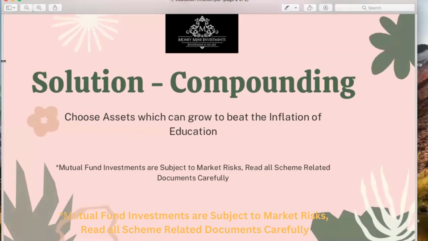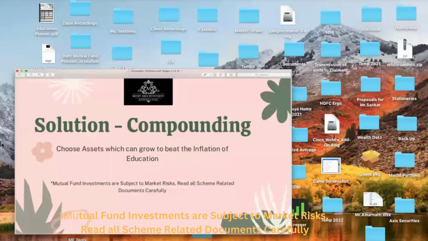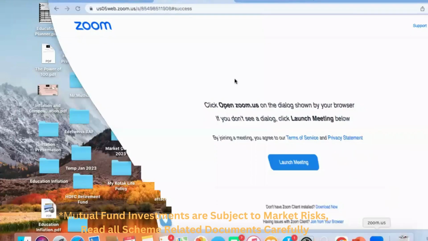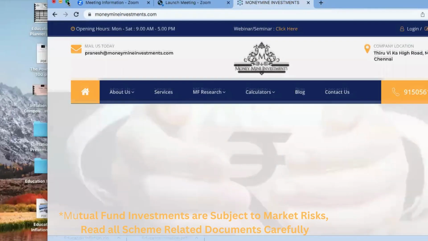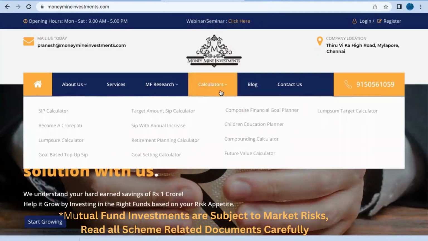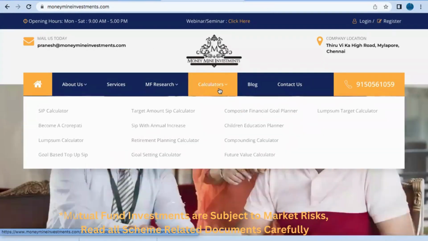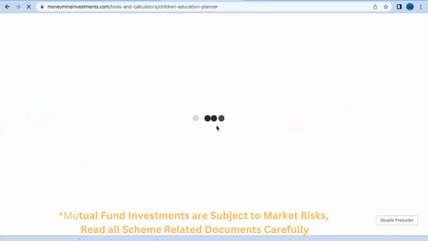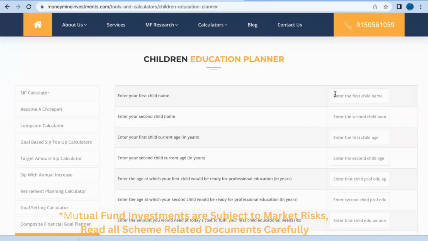So let me go to the calculators part. I've clicked on our website moneymaninvestments.com. Now I'm going to the calculators part. After going to the calculators, go to Children Education Planner and enter the first child's name. I'm typing it as ABC. I'm not typing a second child's name right now; let's assume it for one child. You can enter both children's names.